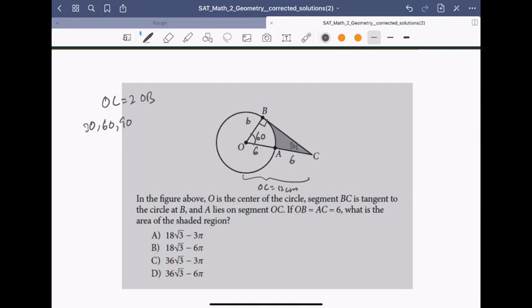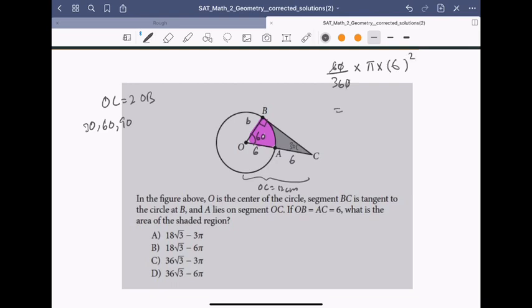So now we can use our formula to calculate the area of this sector here, which was just the central angle divided by 360 times the formula for the area of the circle, which is just pi r squared, which is 36 pi.